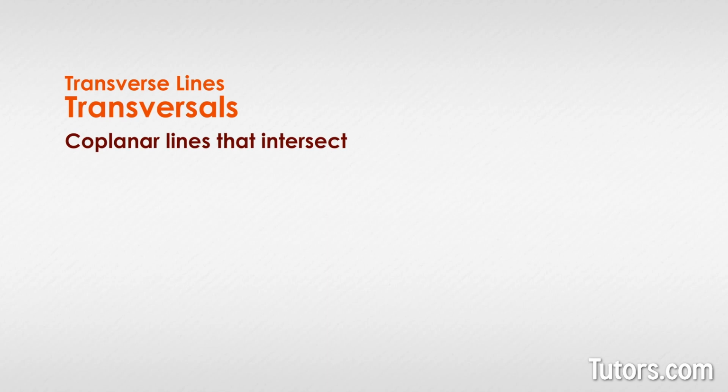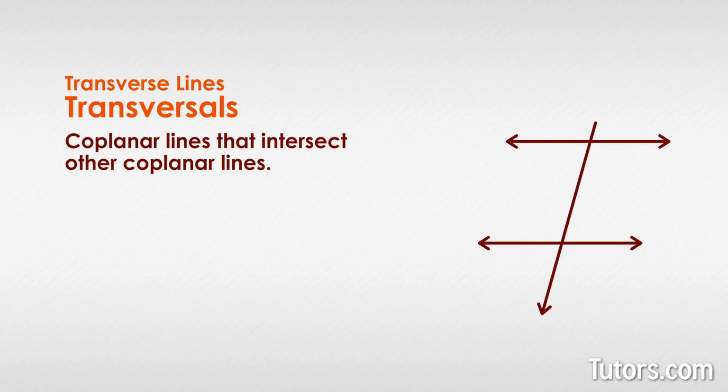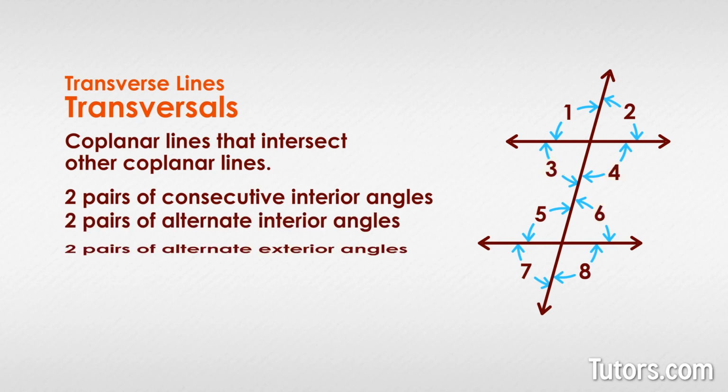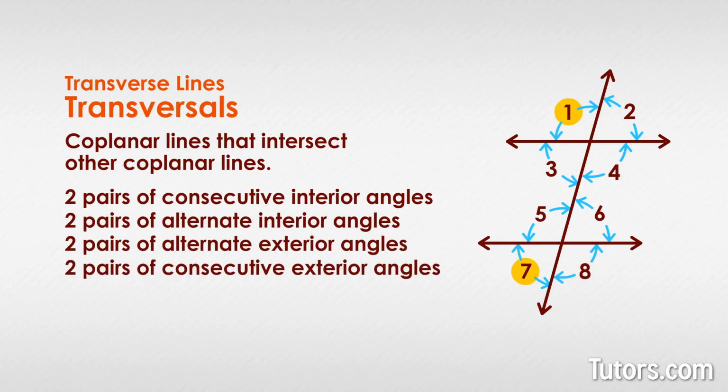Coplanar lines that intersect other coplanar lines are called transverse lines or transversals. A transversal crossing two parallel lines creates 8 angles, which can be viewed and compared in many ways: 2 pairs of consecutive interior angles, 2 pairs of alternate interior angles, 2 pairs of alternate exterior angles, 2 pairs of consecutive exterior angles, 4 pairs of corresponding angles.